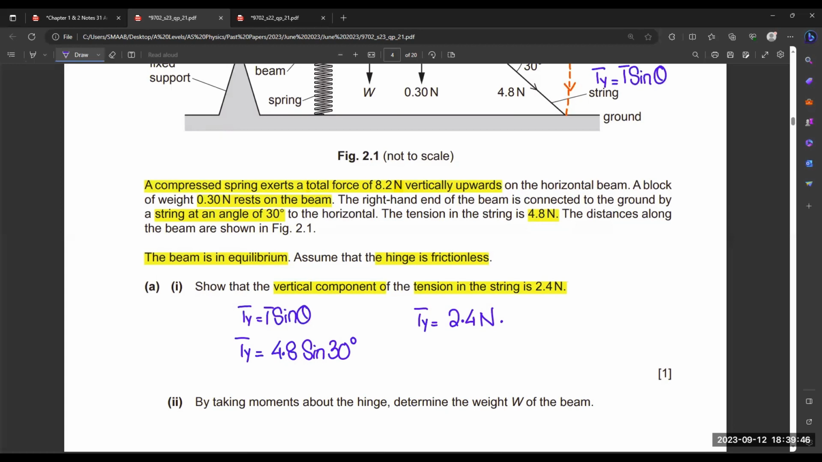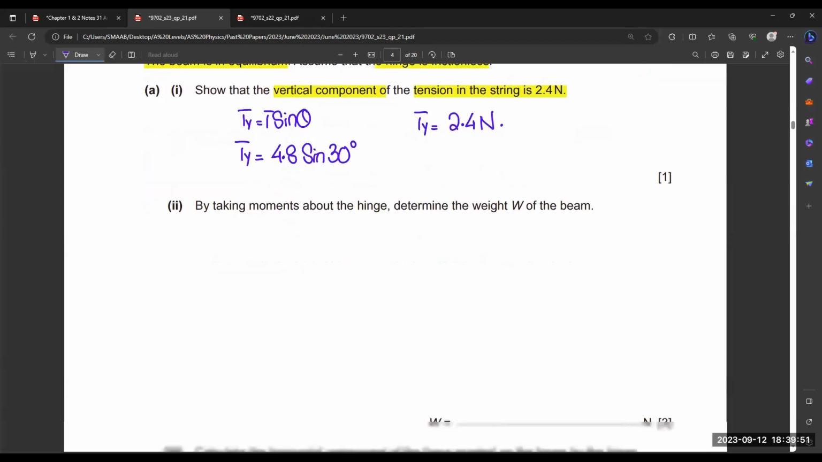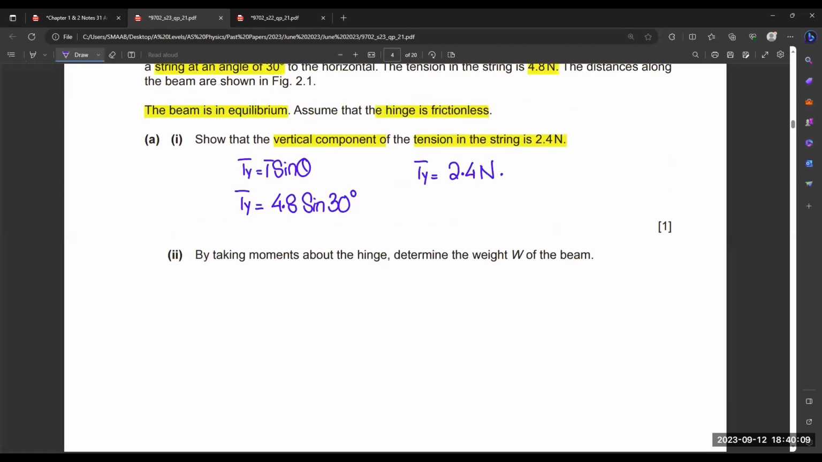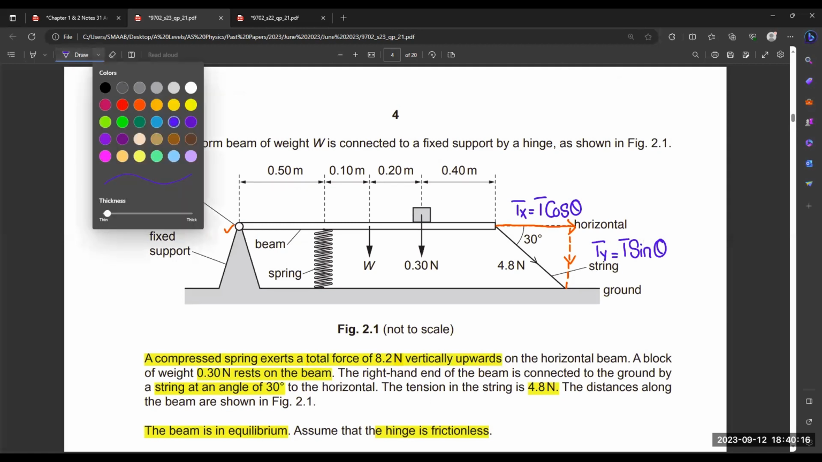So 2.4 Newton is the answer for the vertical component of the tension. And in the second part, by taking moment about the hinge, determine the weight of the beam. So the second part is related to finding the weight of the beam, right? So what we need to do is apply the principle of moment, the clockwise rotation and the anti-clockwise rotation. So let's try to find all the forces. The very first step is to identify the forces.